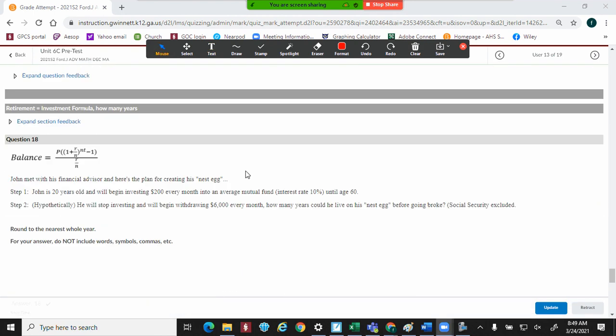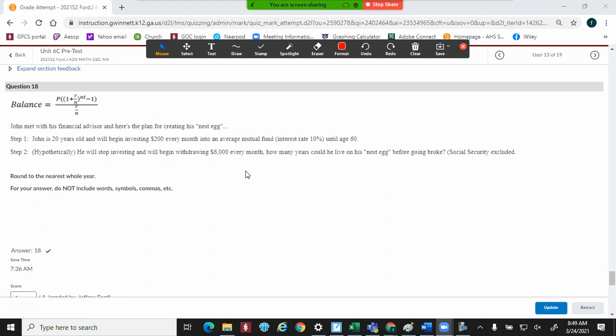All right, question number 18. John met with a financial advisor, and here's the plan for creating his nest egg. John is 20 years old, and he will begin investing $200. Hypothetically, he will stop investing. So step one, we've got to use the formula. We've already used the formula two questions ago for 16, so I'm just going to give you what all the letters stand for in this, and then I'm going to do the formula myself.